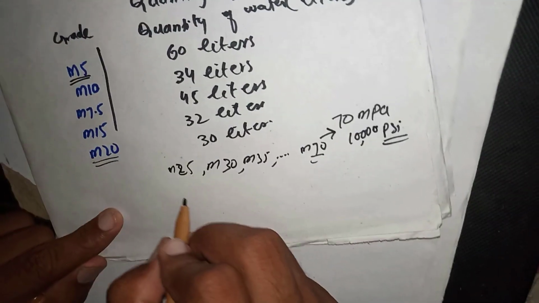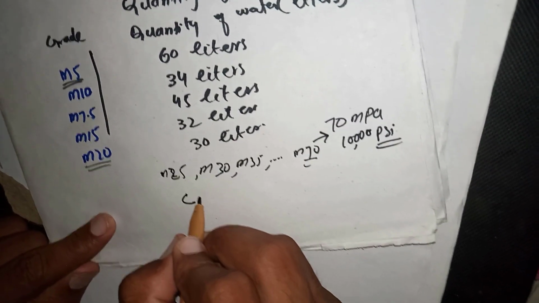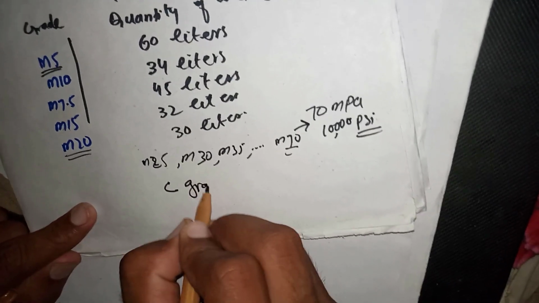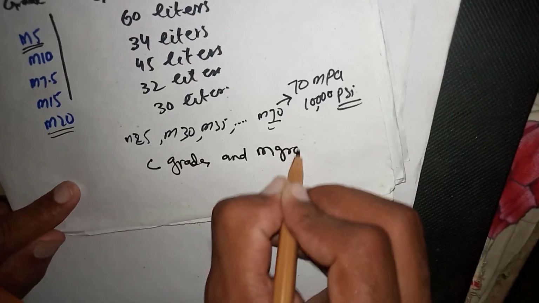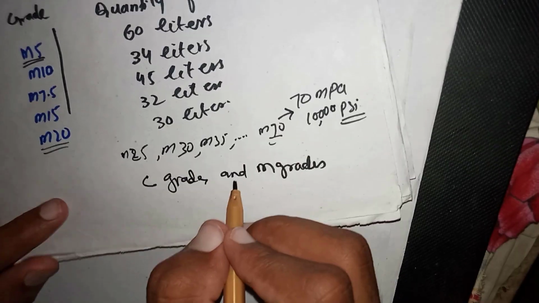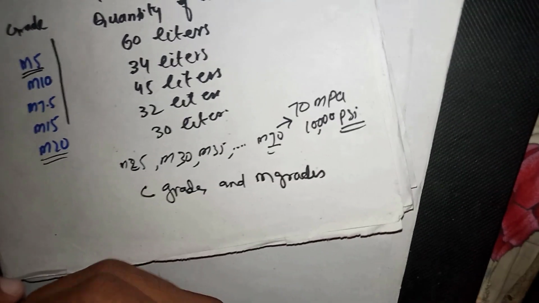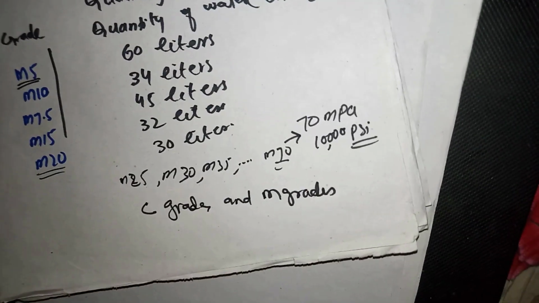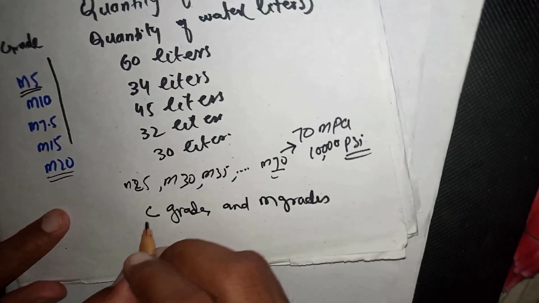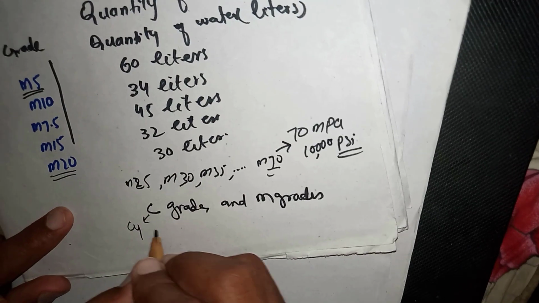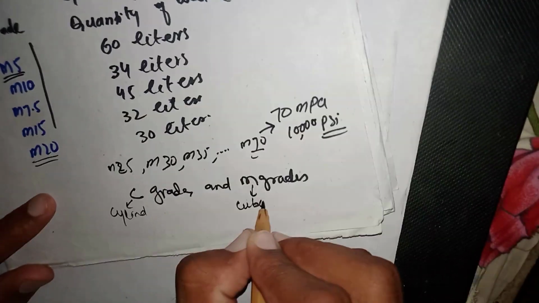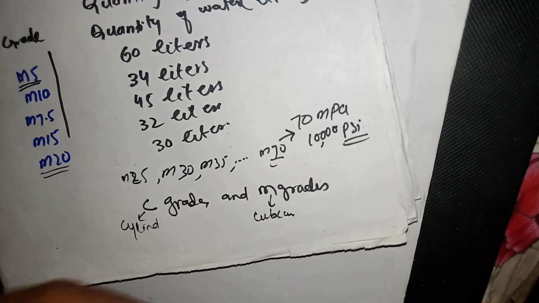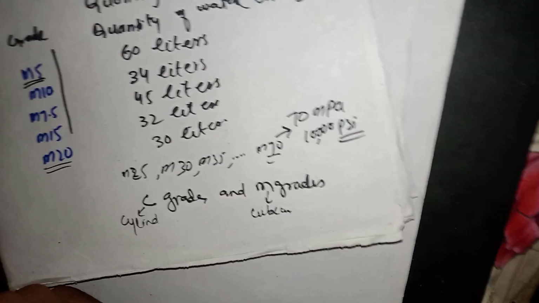So in the next video I will cover what is the difference between C grades and M grades of concrete. A little bit I tell you in this video. C is for cylindrical and M is for cubical. And remember, always cubical strength is greater than cylindrical.